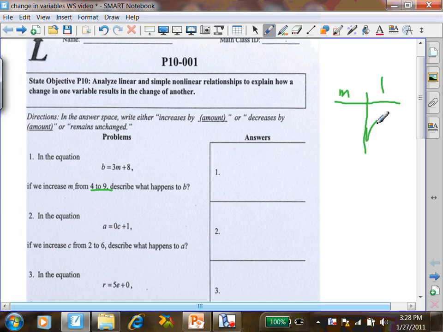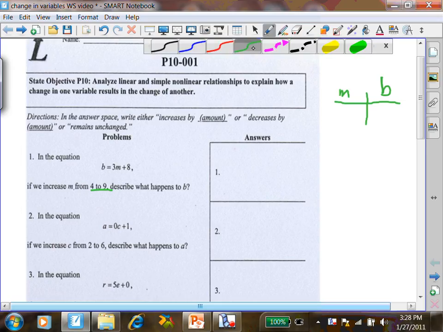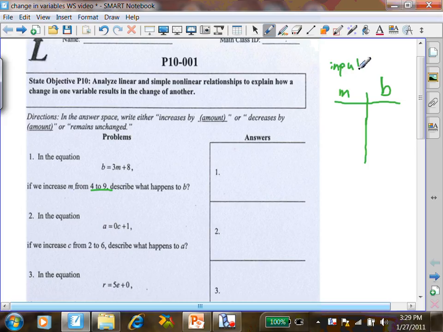Okay, now I set it up this way for a reason, because I'm looking at the m's. These are going to be my inputs. And then my b's will be my outputs. Just like before, we had our x's and y's. Same basic idea.